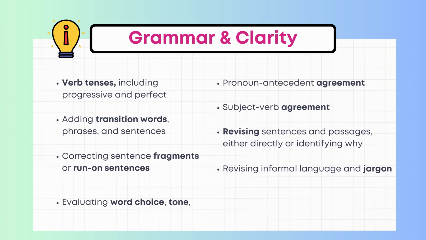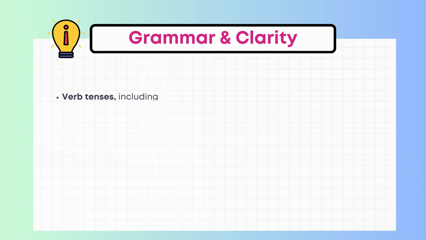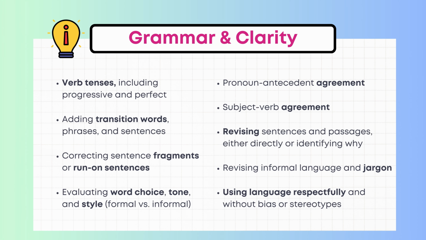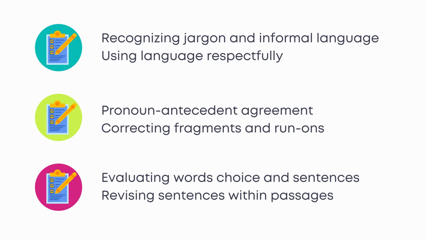And this is a new part of the TEAS 7 English section, which I think is great, and it's using language respectfully without bias and stereotype, making sure that you aren't using gendered terms and are using person-first language. When you're going to start studying for this section of TEAS English, I recommend starting with jargon, informal language, and using language respectfully. You'll see these questions on the TEAS, and it's really great to just make some lists, start getting familiar with things, and spending 10 minutes a day or every other day reviewing.